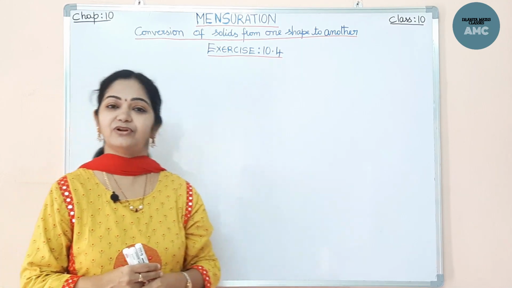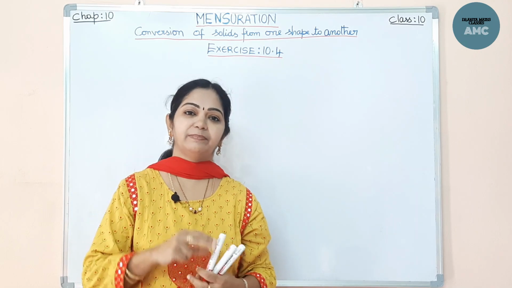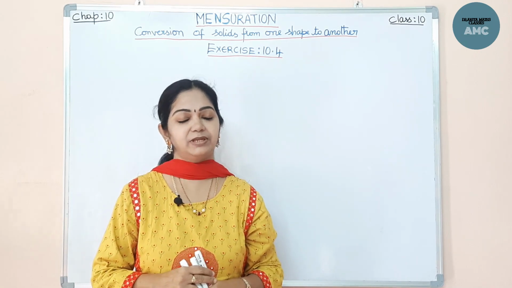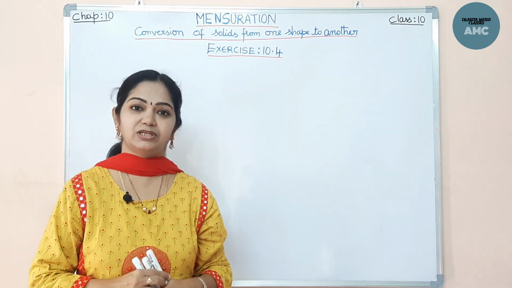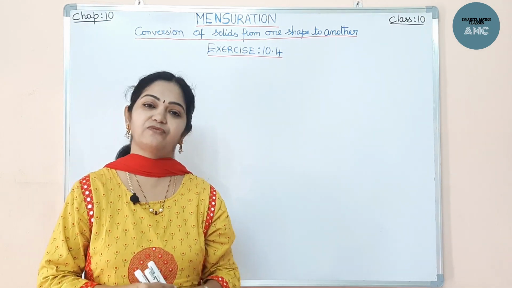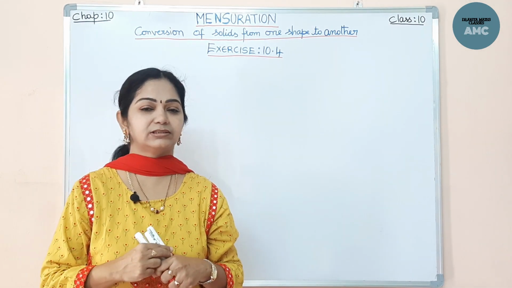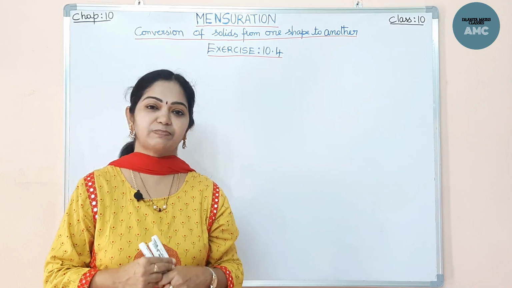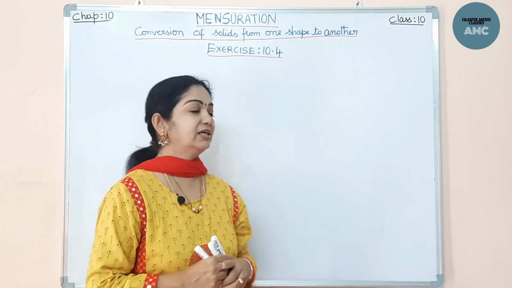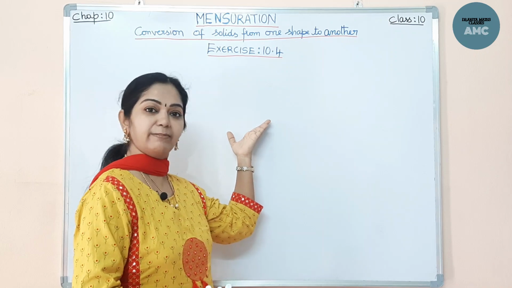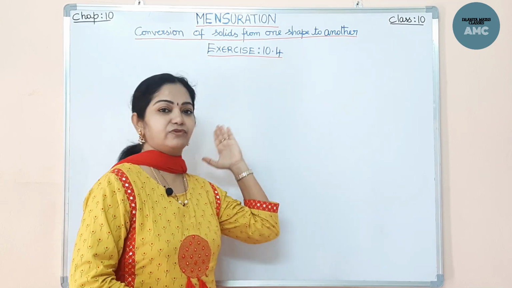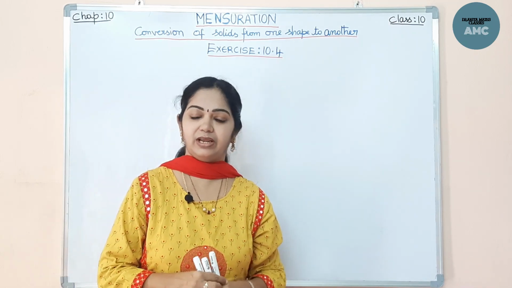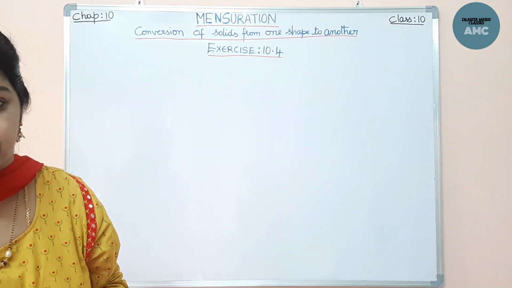Those who have not watched the previous videos of the mensuration, please do watch them and proceed to this video so that you will get the concepts of cube, cuboid, cylinder, cone, sphere and hemisphere. Then we can easily solve the problems based on them by converting from one shape to another shape. Now let's quickly get started with the exercise problem.